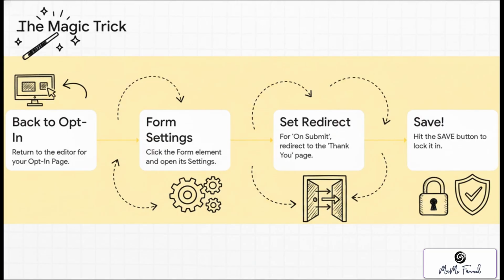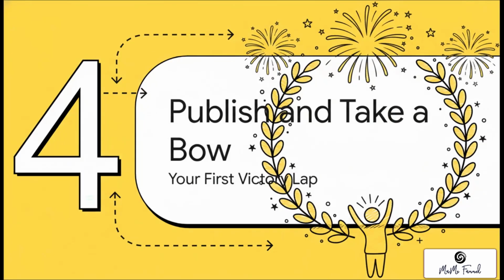All right, remember that little setting we left hanging, the cliffhanger? It's time for the magic trick. We're going back to our opt-in page, clicking on the form, and this time we're telling it that on submit, it should send people straight to our new thank you page. And just like that, you've automated the entire user journey. It's that simple. The structure is built. The flow is connected. There is only one thing left to do now. Bring this whole thing to life and take a well-deserved victory lap.